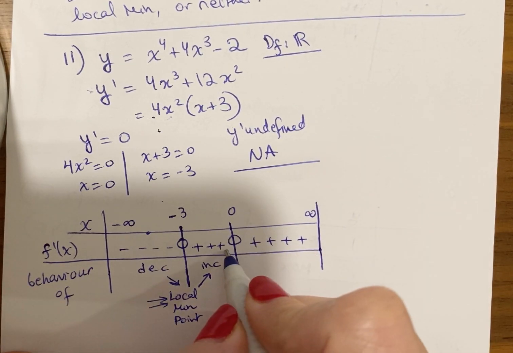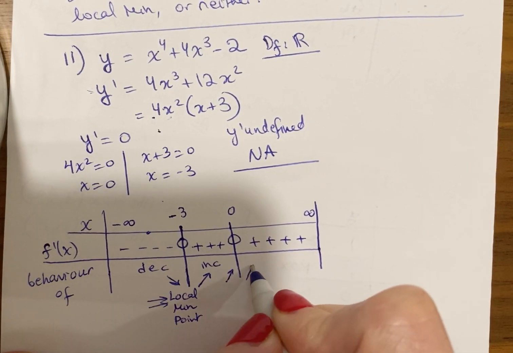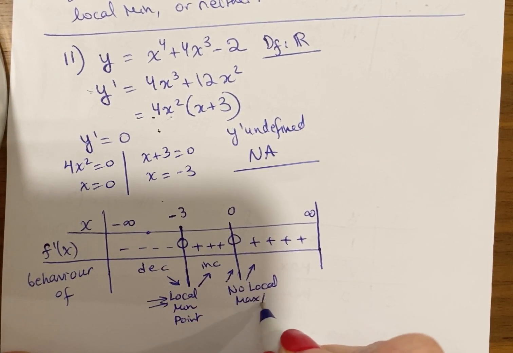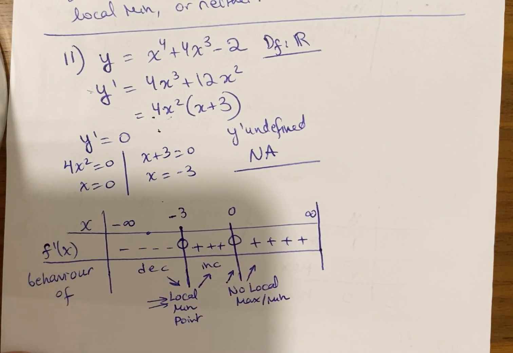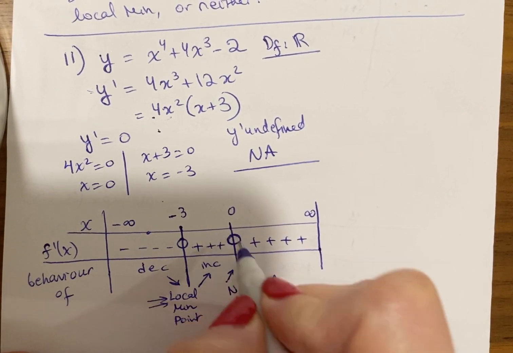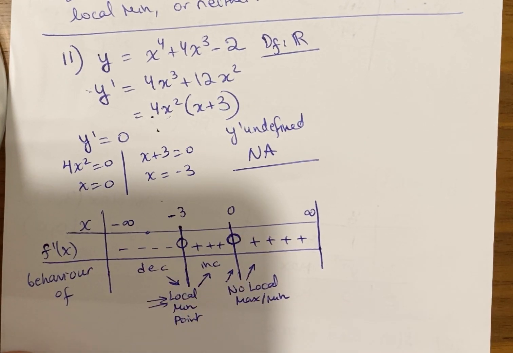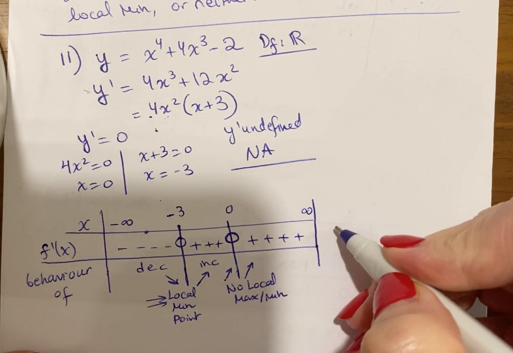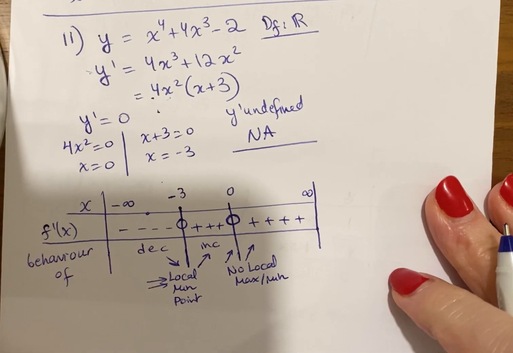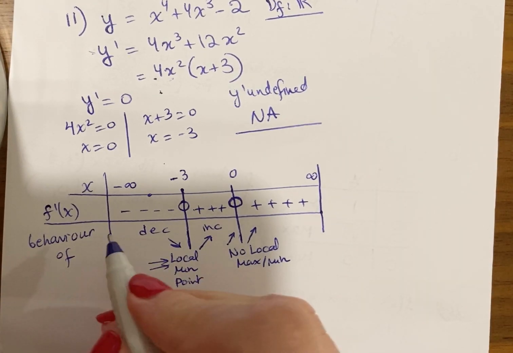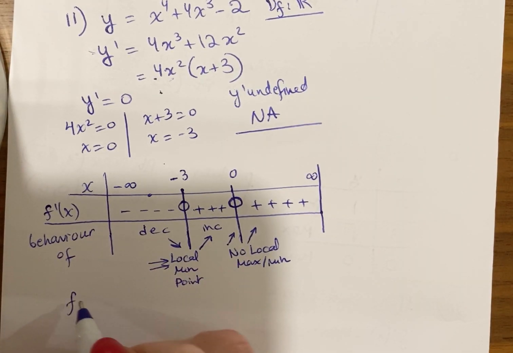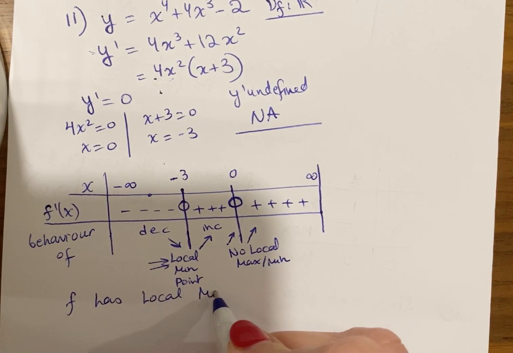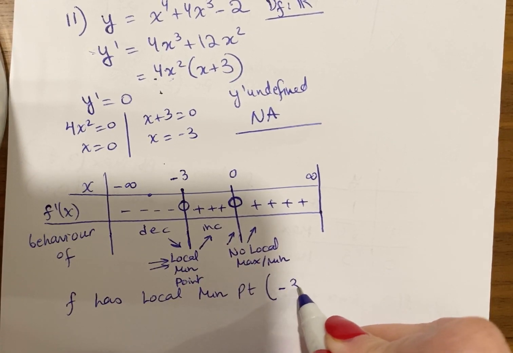At 0, since the monotonicity does not change, the function was increasing, it continued to increase. This means we have no local max or min. It is conclusive. It doesn't have a local max, so it doesn't have a local min, because the monotonicity does not change. The function was increasing, it continued to increase. So what do I say? I say that this function f has only a local minimum point, that is at minus 3.